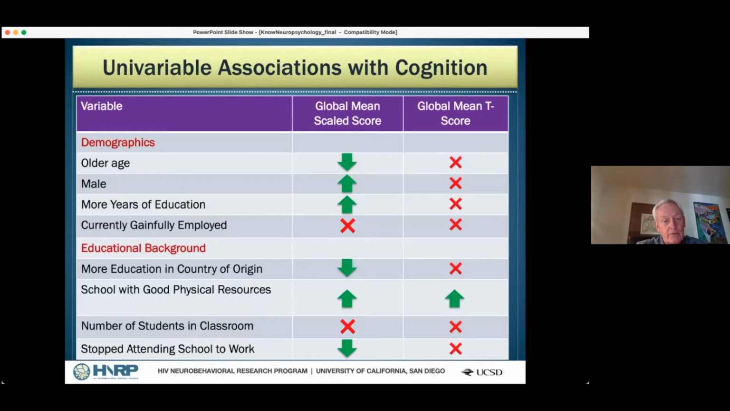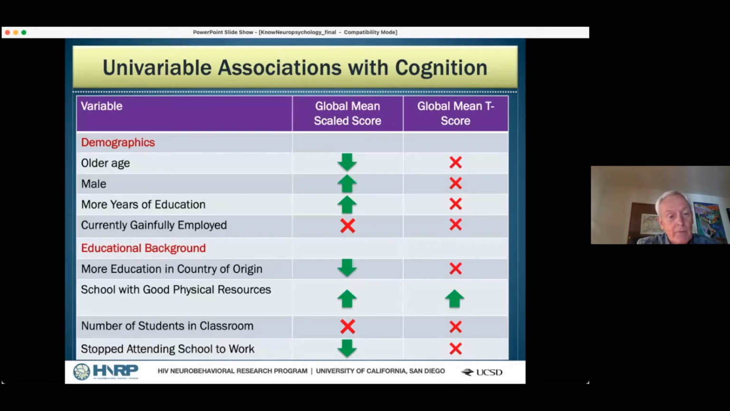Males did somewhat better, and higher number of years of education was better. But all of those effects went away on the global mean T-score, which is as expected, right? So those red X's show that they're not important anymore. And we also thought it might be important whether the folks were gainfully employed now, and that did not matter for either type of score.